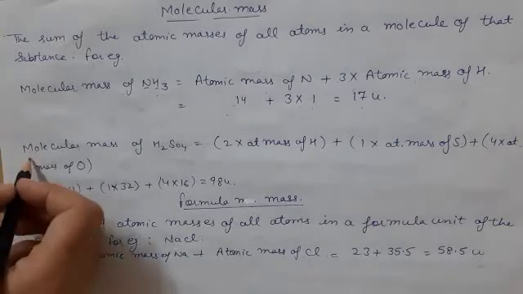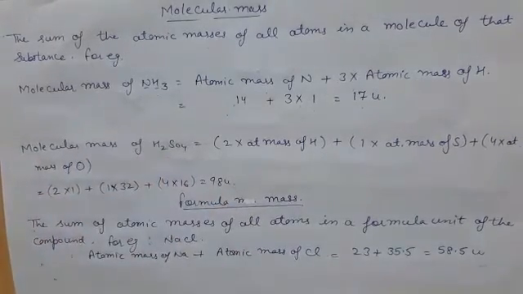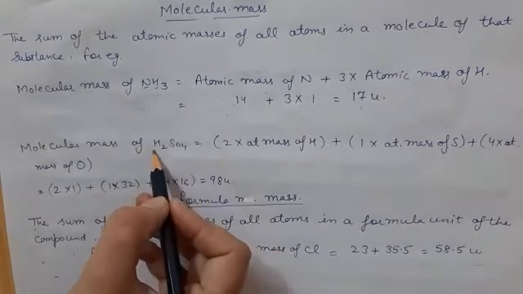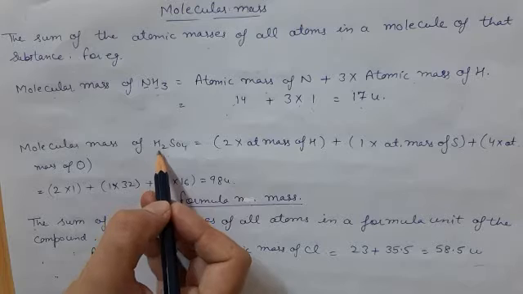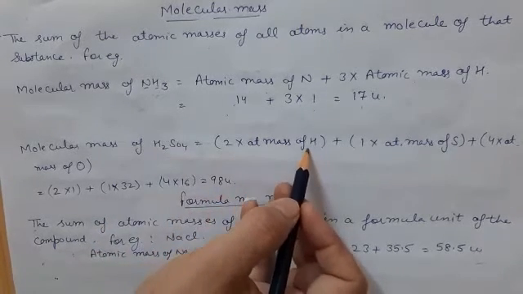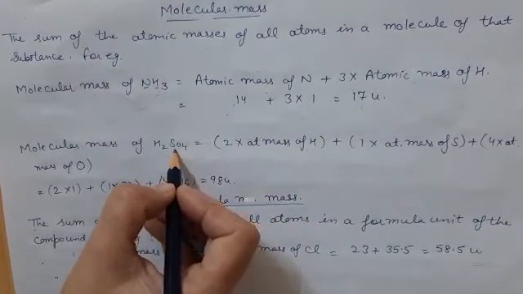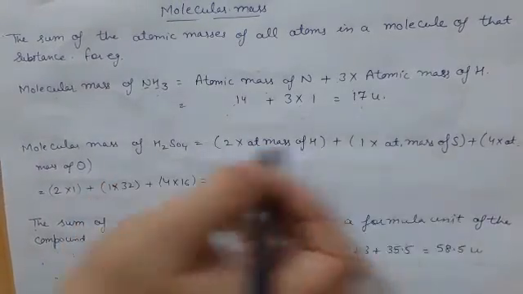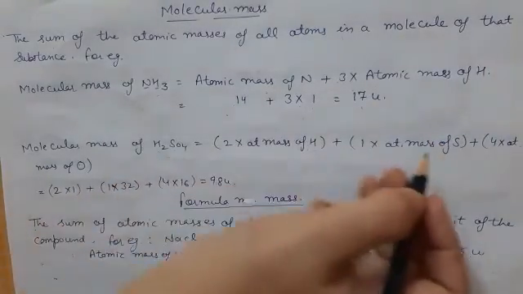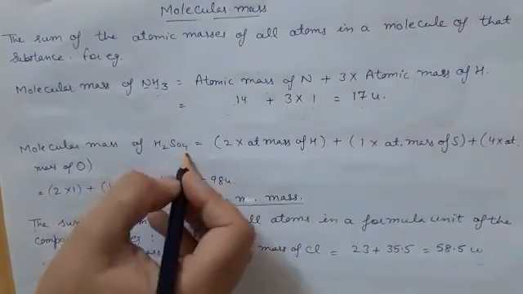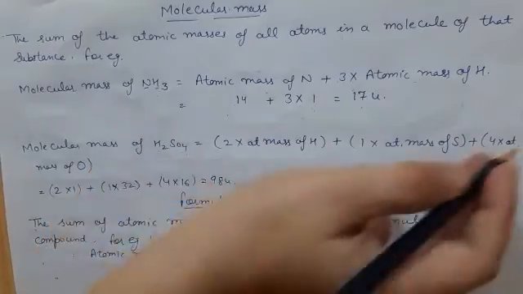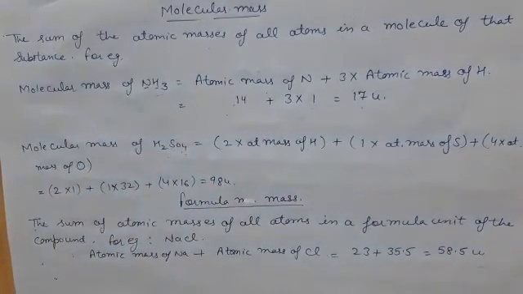Next we will find the molecular mass of sulfuric acid. In this case, we know the number of atoms of hydrogen is 2, into the atomic mass of hydrogen, plus the number of atoms of sulfur into the atomic mass of sulfur. Next is the number of atoms of oxygen into the atomic mass of oxygen.